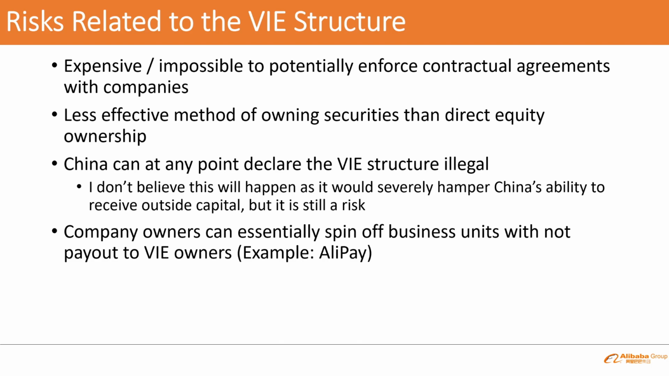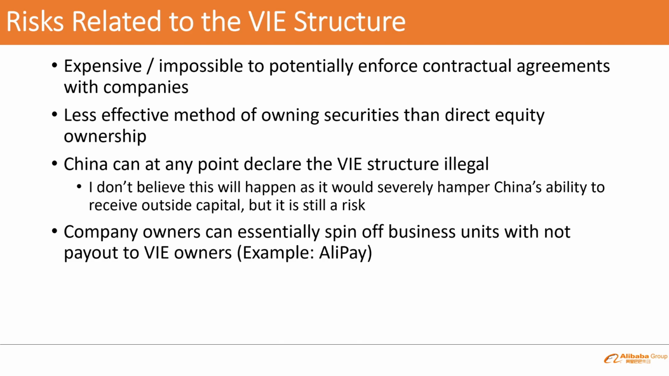And the last thing is just company owners. For the Alibaba example, Jack Ma and the other founders own 100% of Alibaba, and then they've signed agreements with the VIE, and they own substantial portions of the VIE. But essentially, if they own the business, they can spin any business unit off without a payout to the VIE owners.